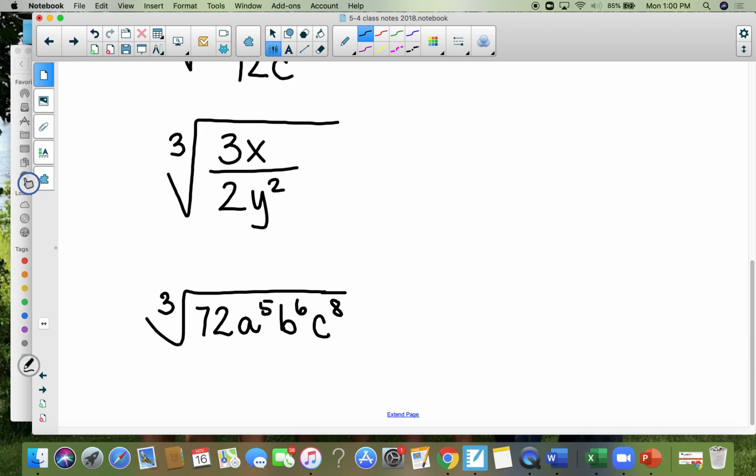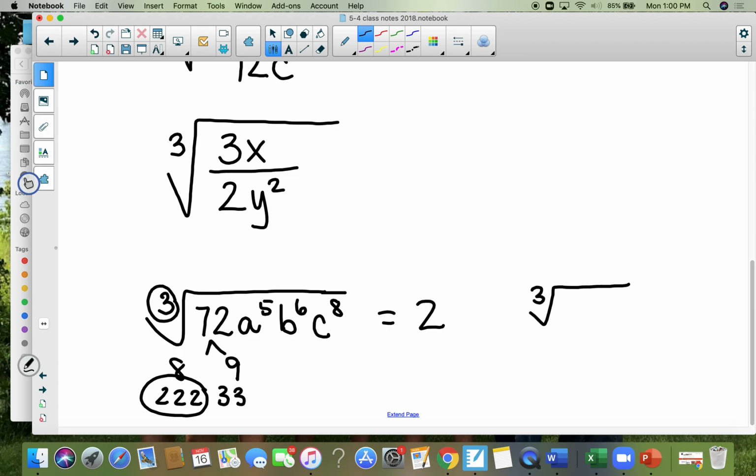We're not looking for 2's, we're looking for 3's of something. 72 is made up of 8 times 9, which is made up of a 2, a 2, and a 2, and a 3, and a 3. Okay, so we're looking for 3's. So I can take out a 2, but remember to write a cube root home, so you can put the 3 inside of that home.